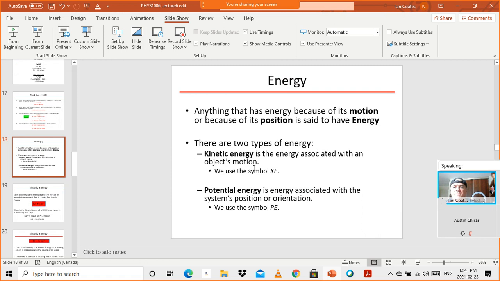Energy. Anything that has energy because of its motion or because of its position is said to have energy. The analogy I was talking about last week in chem is that only at absolute zero do molecules stop moving. It's kind of a theoretical thing, because the only place that absolute zero exists is out in space in between, I don't know, Mars and Jupiter, where there's nothing.